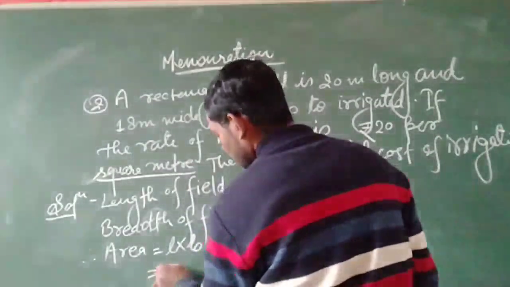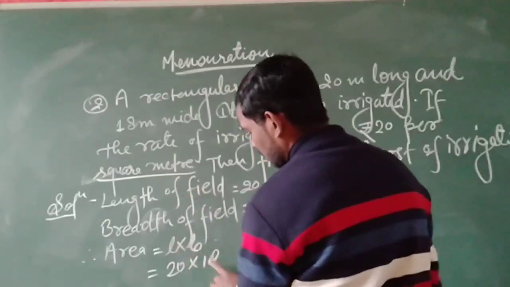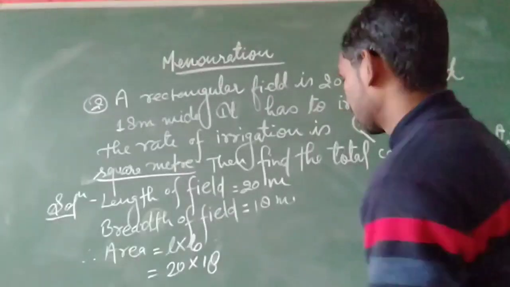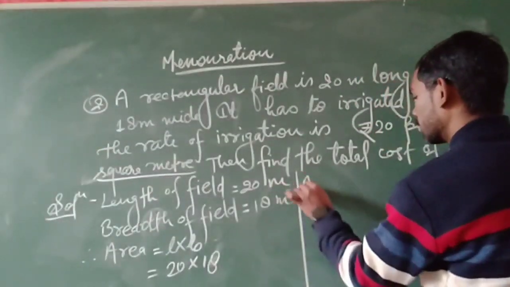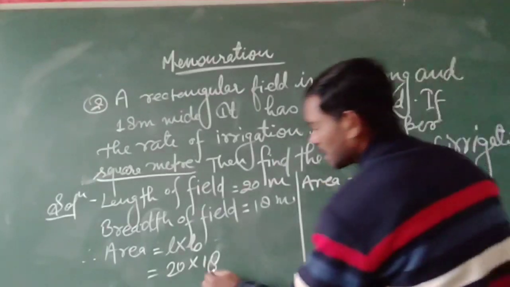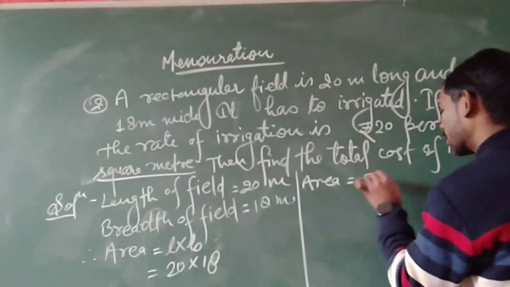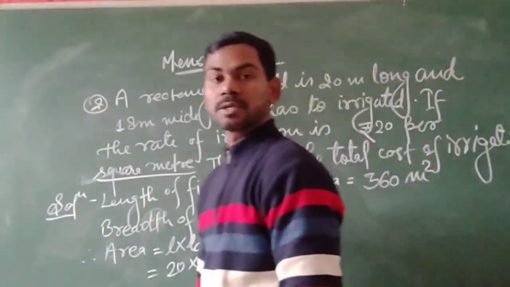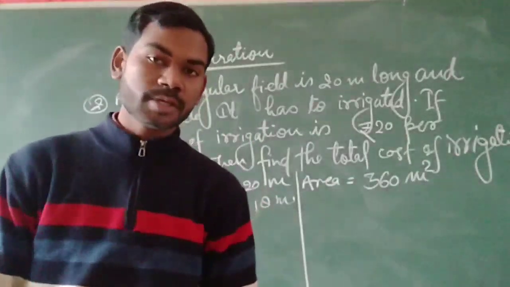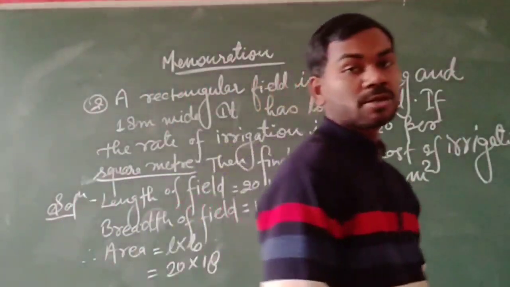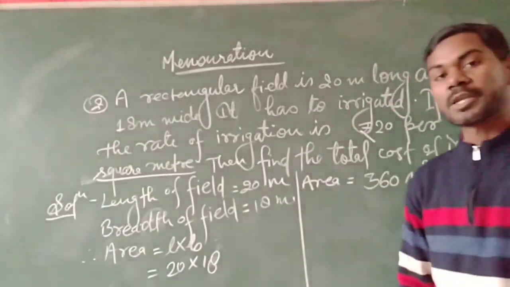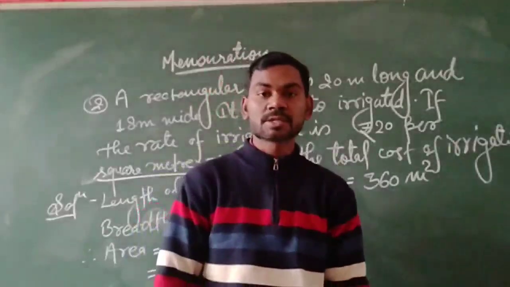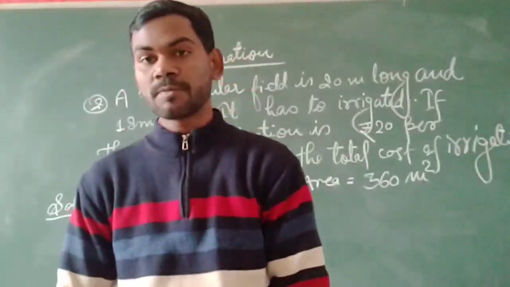Therefore, this will be 20 multiplied by 18, which will give the area. So the area will be equal to 360 meter square. 360 meter square is the area of the rectangle. Now we have to find out the total cost of irrigation. Since the rate of irrigation is given as 20 rupees per square meter, we multiply 360 by 20 in order to get the total cost of irrigation.